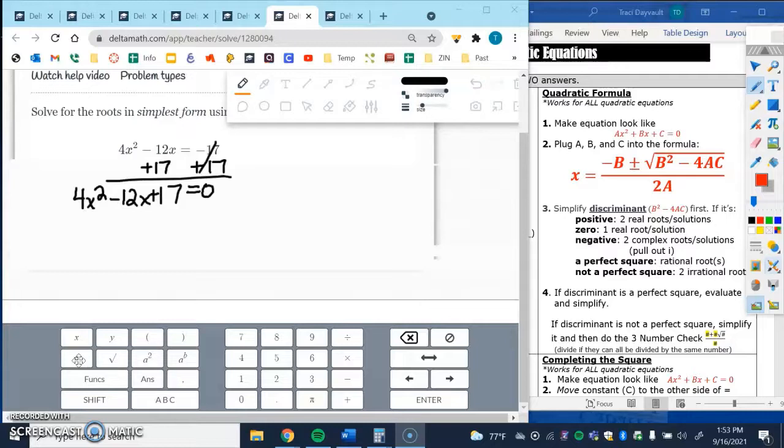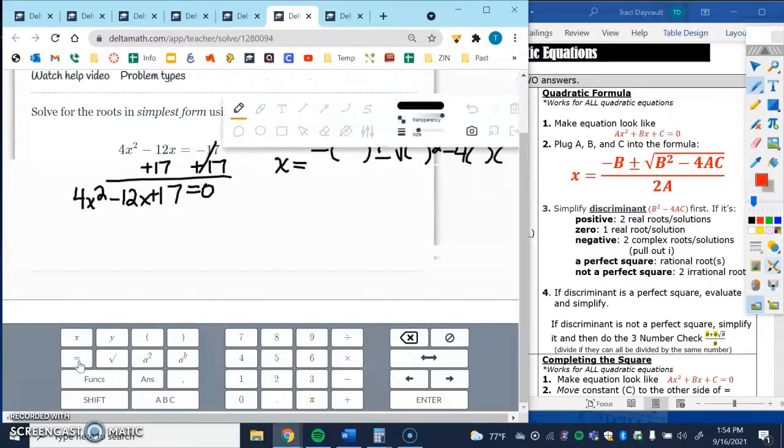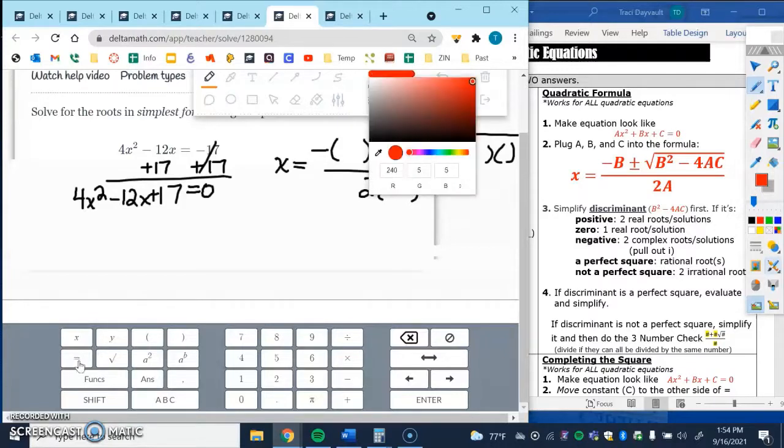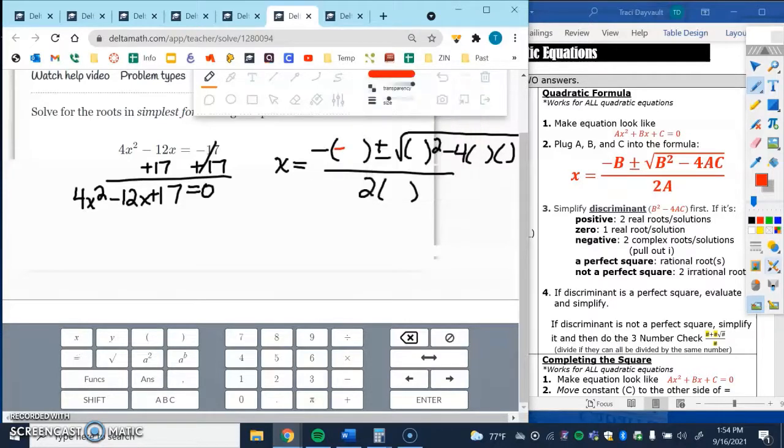Next, we're going to figure out what A, B, and C are and plug them into our formula. Our formula is x equals -b plus or minus the square root of the discriminant, which is b squared minus 4ac, all over 2a. Let's plug that in. When I plug in, the b value is negative 12.